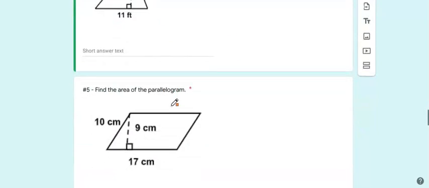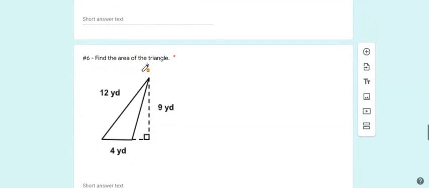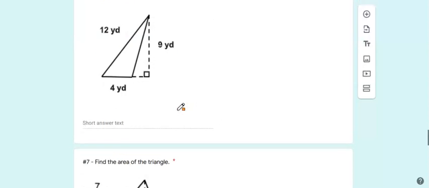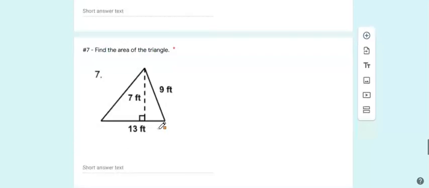Okay. So number 5, you're finding area of parallelogram. So use area equals base times height. Number 6, area of a triangle. So like we just talked about, area equals 1/2 times base times height. Remember, the height is where the right angle is formed. So this right angle is right here. This is going to be your height. Of course, 4 would be your base. So A equals 1/2 times base times height. Number 7, area of a triangle. So area equals 1/2 times base times height.